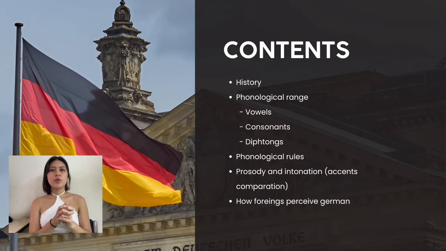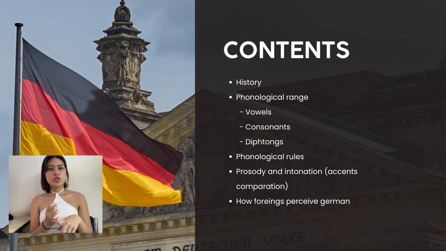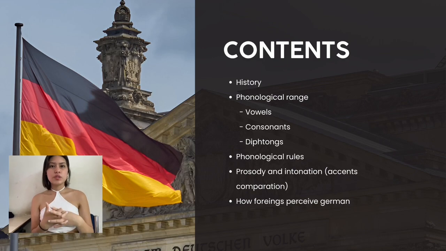First of all, we start to talk about the history, then about the phonological range, and we see some vowels, consonants, and diphthongs. Also, we talk about the phonological rules, the prosodic intonation, and we show you some accents comparisons, and finally we'll see how foreigners perceive German.